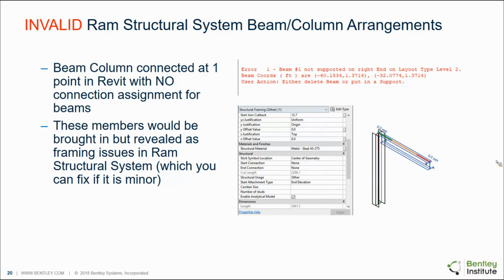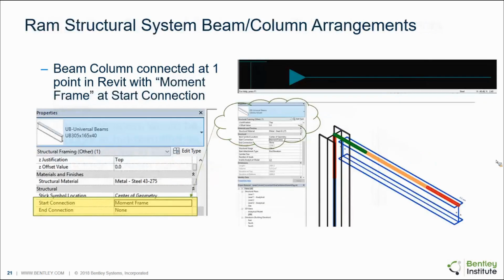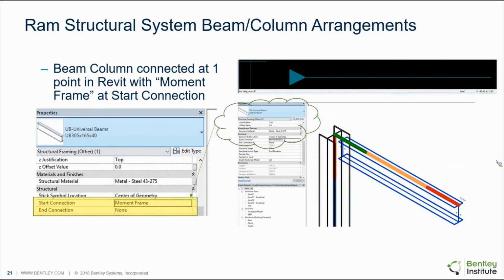From here, we understand the intent by the user. They want to create a cantilever. But unfortunately, if the connection assignment is not set properly, RAM Structural System wouldn't know to create that as a cantilever. So when we do the integrity data check, it's complaining that beam number 1 not supported on right end on layout type level 2. The way to fix that, highlighted in yellow there, is to make sure the start connection is set to moment frame in Revit up front. If that is set, then that comes in as a stub cantilever in RAM Structural System correctly.